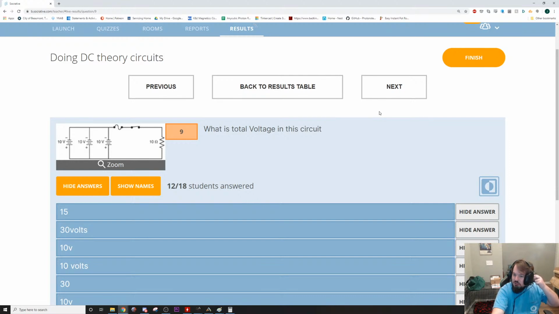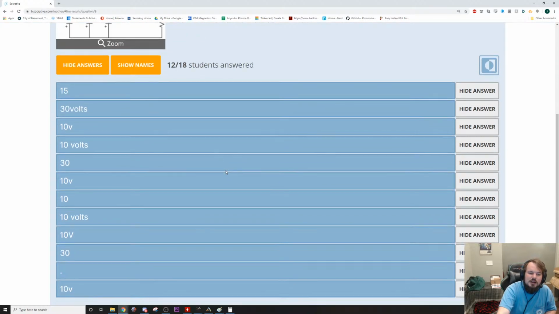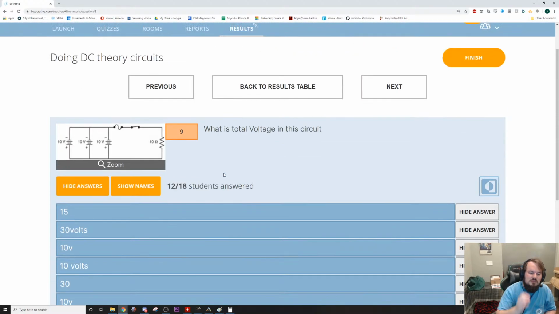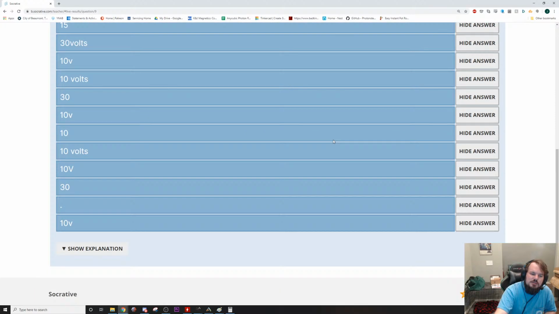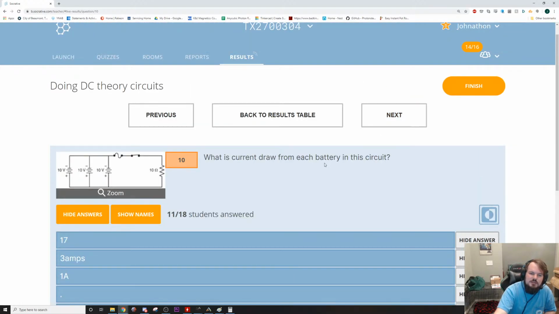What is total voltage in this circuit? So we got 10 volts, 10 volts, and 10 volts in parallel. Well, total voltage is 10 in this particular one. Voltages in parallel do not add up. They share the capacity. So 10 volts. Alright, good job, guys.